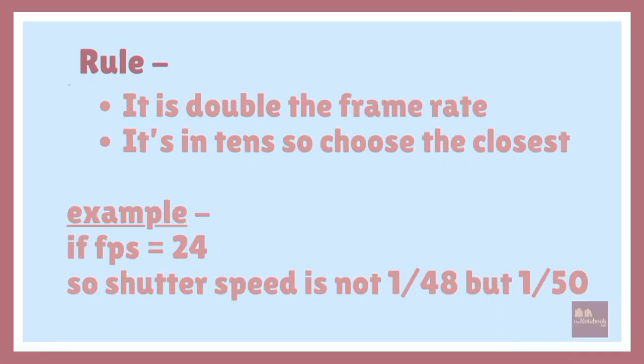So there's one rule to it, that it is always double what your frame rate or your FPS is, and also it's in tens, so you have to choose the closest. For example, if your FPS is 24, your shutter speed cannot be 1/48, but it will be 1/50, because firstly it is double, so that is 48, but because it's in tens, it will go to 1/50.